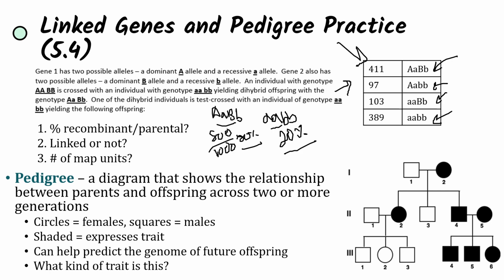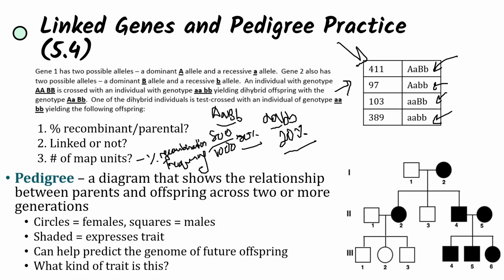Now, the number of map units is how far apart on the chromosome they are, and the number of map units is equivalent to the percentage of recombination frequency, which is just the percentage of offspring that are recombinants. So we determined that 20% of the offspring are recombinants, and so we have a 20% recombination frequency, and these genes are 20 map units apart. That is how far apart they are on the chromosome.